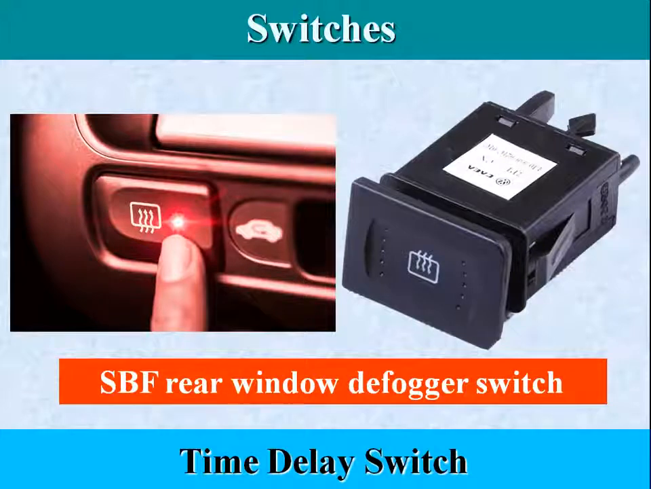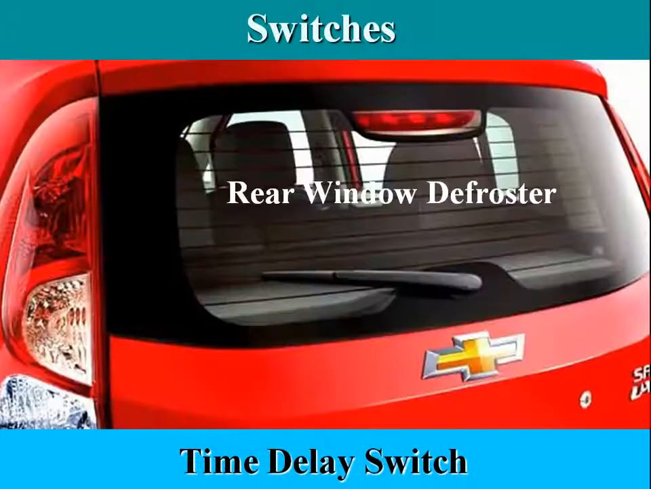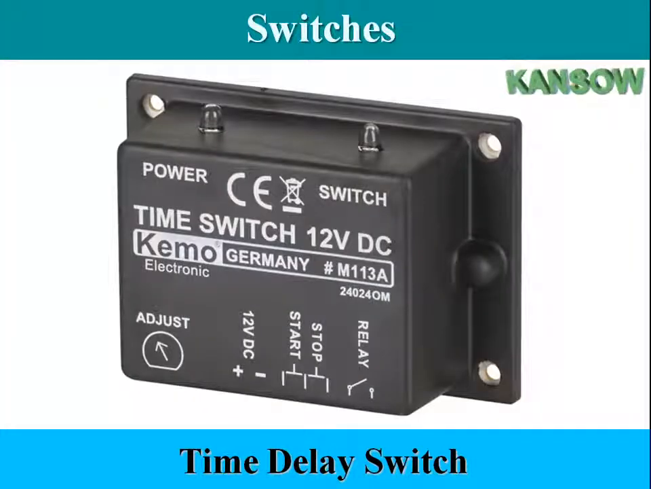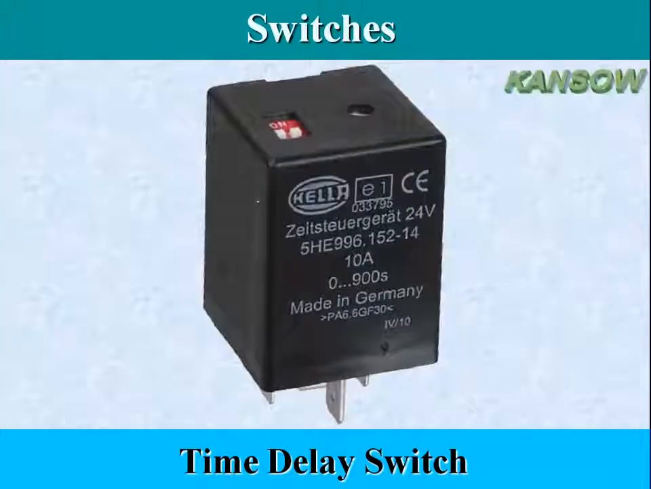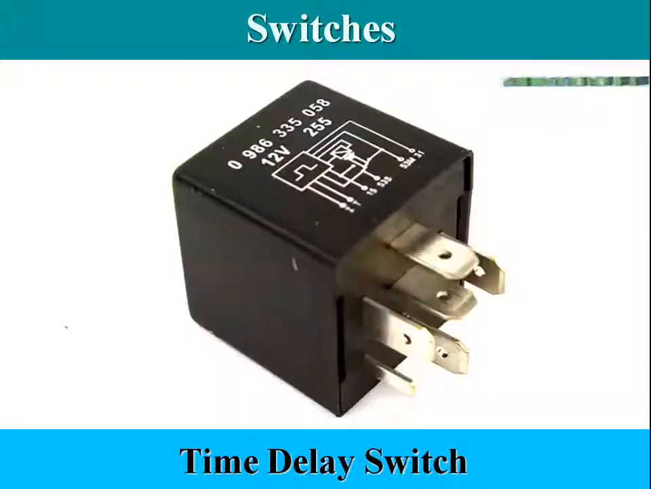The amount of time delay before the contacts open is determined by the characteristics of the bimetal strip and the amount of heat produced by the heating element. When power to the switch is turned off, the heating element cools and the bimetal strip returns to the rest position and the contacts are closed. A common application for a time delay switch is the rear window defroster.